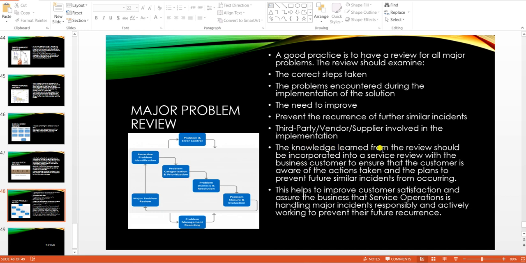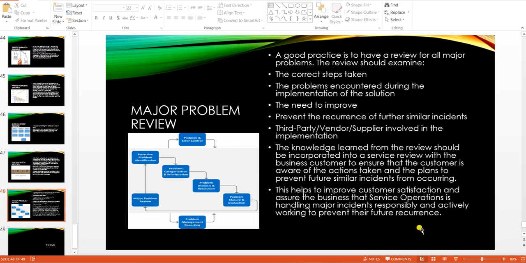The knowledge learned from the review should be incorporated into a service review with the business customer to ensure that the customer is aware of the actions taken and the plans to prevent future similar incidents from reoccurring. And also, this helps to improve customer satisfaction and assure the business that service operation is handling major incidents responsibly and actively working to prevent their future reoccurrences.